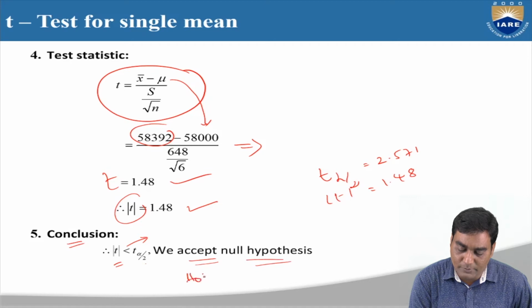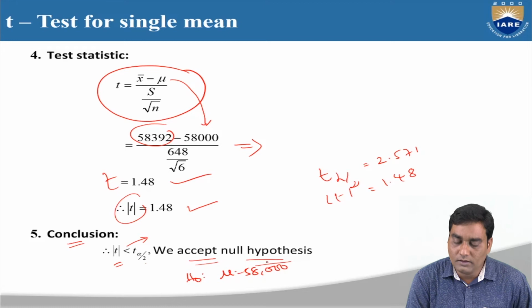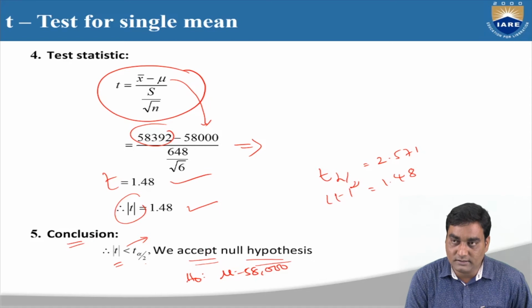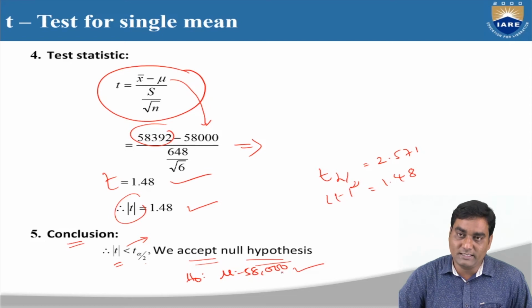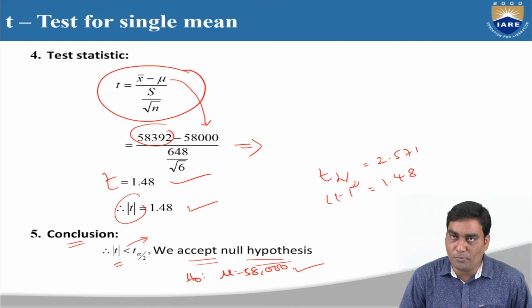Actually, what is the null hypothesis? Mu equal to 58,000. This statement we are accepting in the conclusion. That means the sample came from the population with the mean 58,000. Like this, we have to do the problems on t-test for single mean.